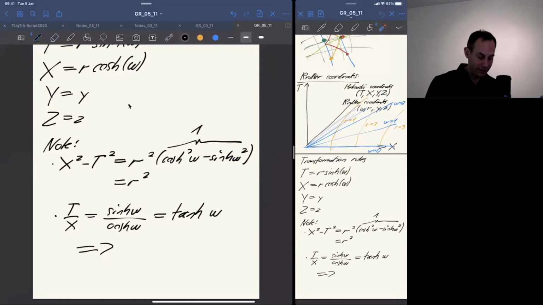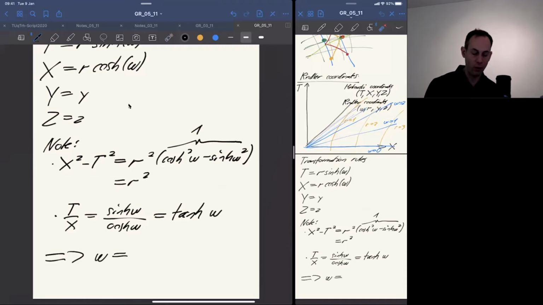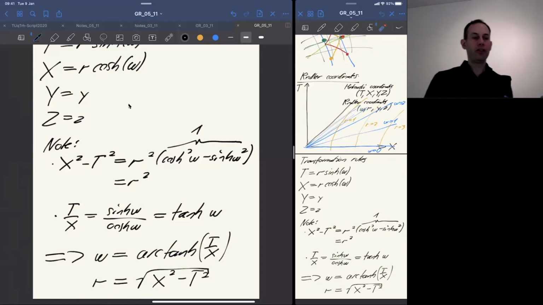So from these notes, we can also see the inverse transformation. Of course it follows immediately from what I just wrote that omega is the arctanh of t over x. And r, the small r, has to be the square root of x squared minus t squared. So we now have the inverse transformations. Okay, I just wrote them down. I mean, that's all very trivial algebra, but I wrote them down because we will make heavy use of them later.